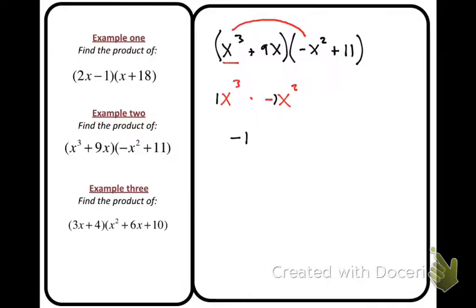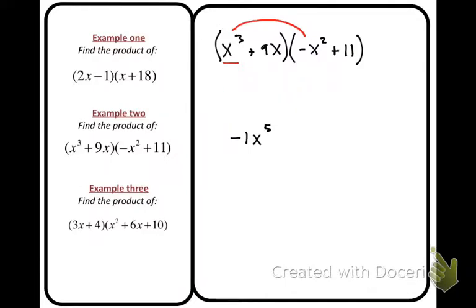Now we look at the bases. x cubed times x squared, the base is going to stay the same, x, but now the exponents, remember when we're multiplying like bases, we have to add the exponents, so it's going to be x to the 5th. So x cubed times negative x squared gives us negative x to the 5th.